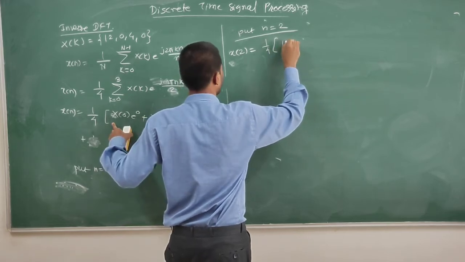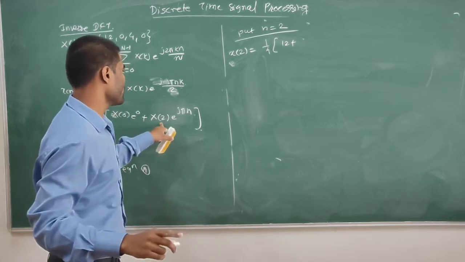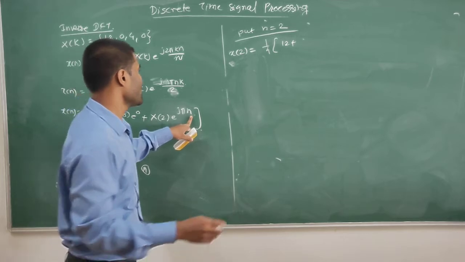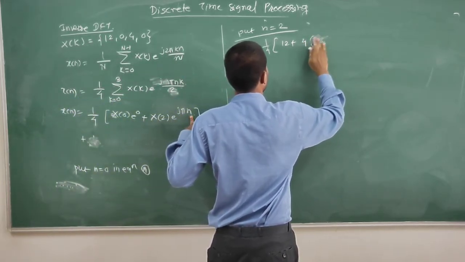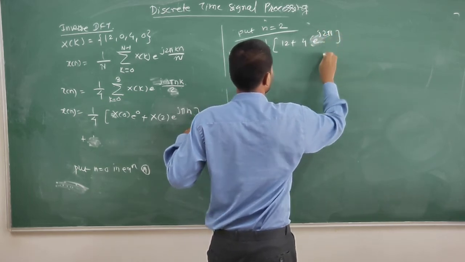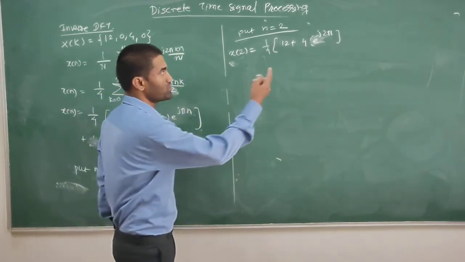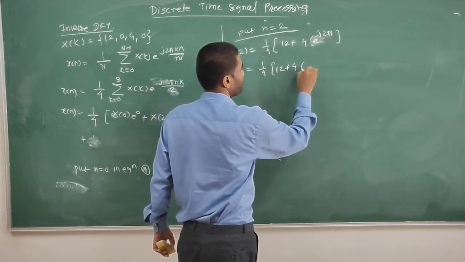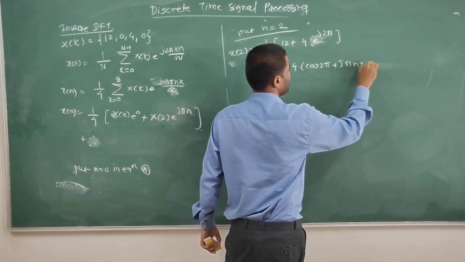This portion is again 12 as it is because e raised to 0 is how much? e raised to 0 is how much? 1. So x of 2, and we are putting the value of n is equal to 2. So what will happen? x of 2 is 4 in bracket e raised to j 2 pi. So you have to put the value of e raised to j 2 pi, that is nothing but 12 plus 4 into cos 2 pi plus j sin 2 pi.